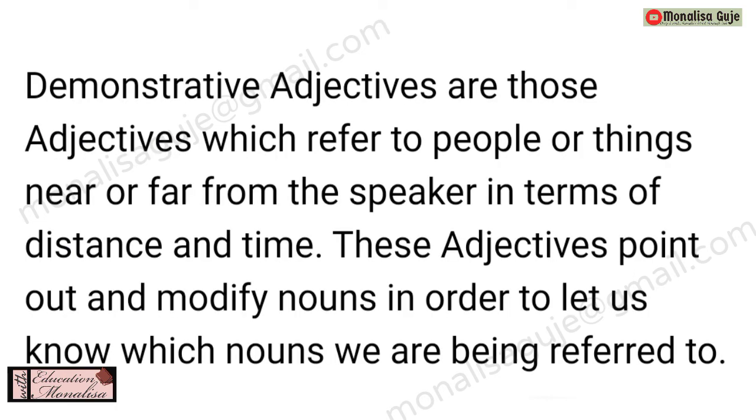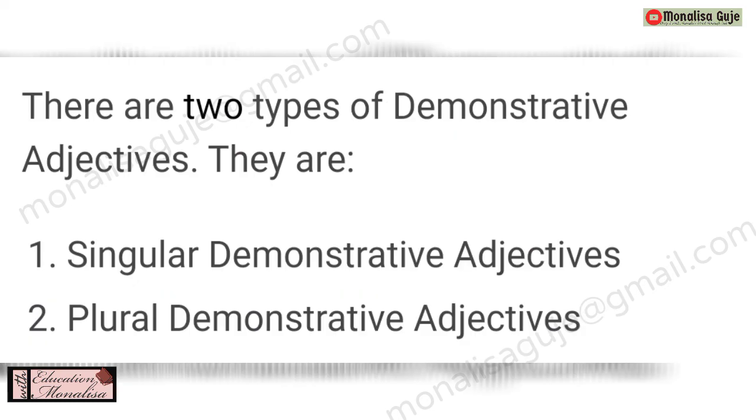Demonstrative adjectives are those adjectives which refer to people or things near or far from the speaker in terms of distance and time. These adjectives point out and modify nouns in order to let us know which nouns we are being referred to. Now there are two types of demonstrative adjectives. One is singular demonstrative, the other is plural demonstrative. What are these? Let's see in detail.